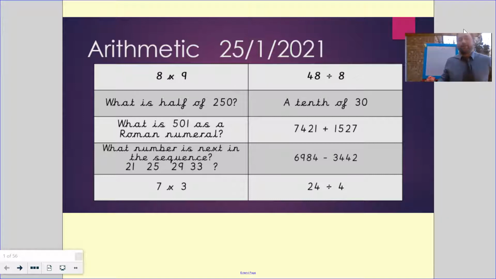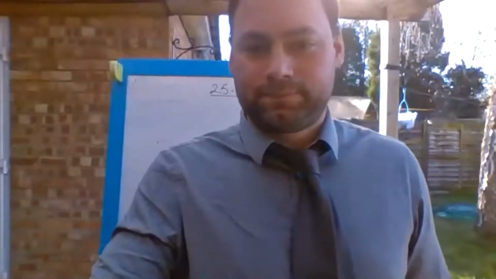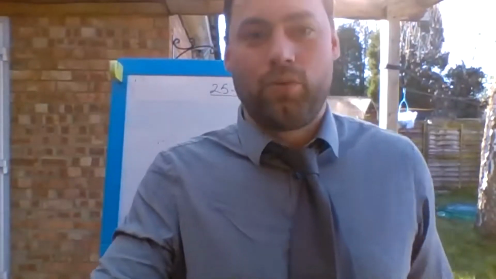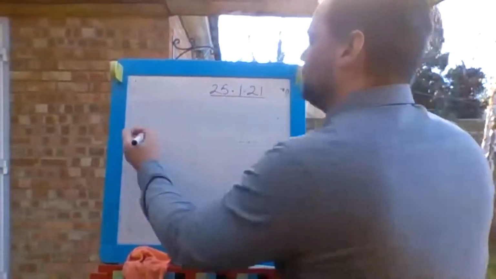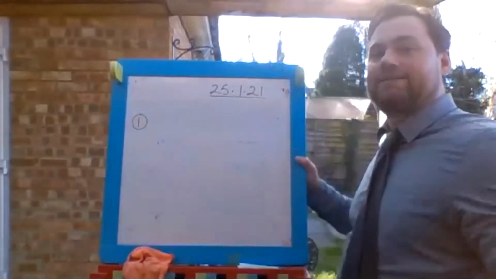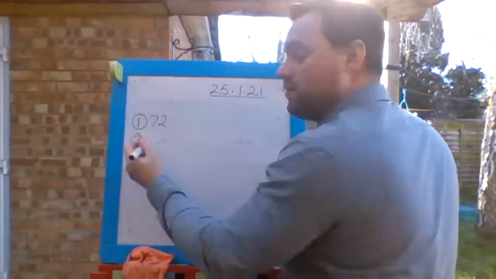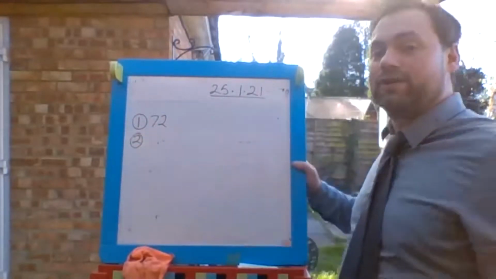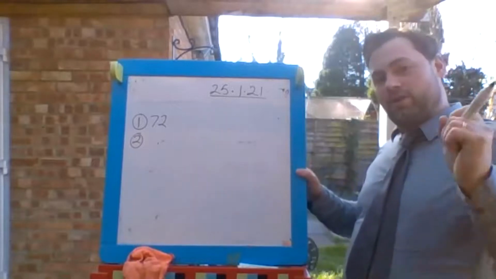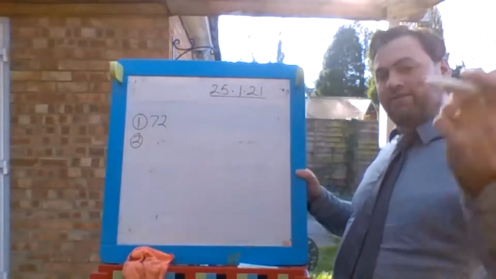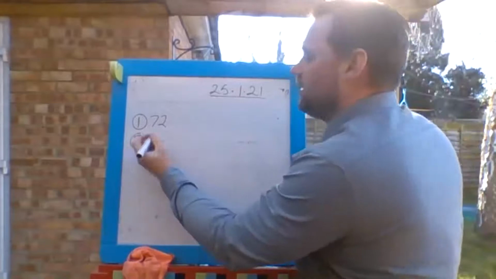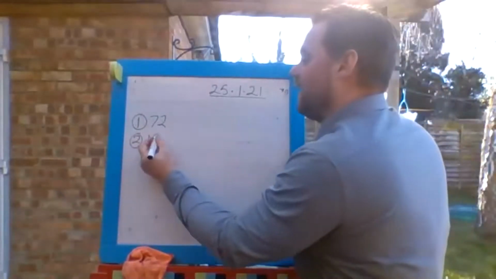Okay, I'm going to go through the answers now. So I'm going to stop sharing my screen so you can see what I'm writing up on the board. Okay, and off we go. So question number 1 was 8 times 9. 8 times 9 gives us 72. Question 2, what is half of 250? Okay, so we half 250. Half 200 gives us 100. Half 50 gives us 25.